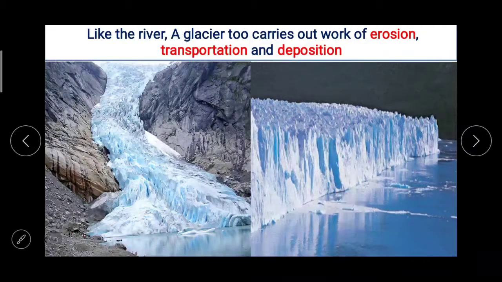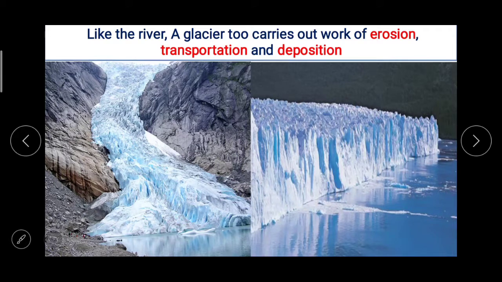Like the river, the next one we are going to talk about is glacier, work of glaciers and landforms. Like the river, a glacier also carries out work of erosion, transportation and deposition.